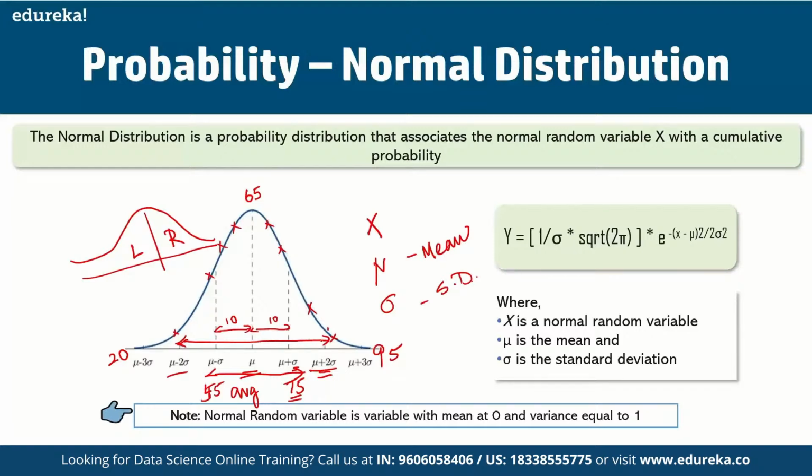How much is this particular value away from the mean? How much is this particular value away from the mean? That is called mu plus 2 sigma or mu plus sigma. How much deviation do we have from your average value? Right? So for a normal random variable, we usually assume that the mean is going to be 0 and variance is equal to 1. So that is why we have mu plus sigma or mu plus 2 sigma and the other values.